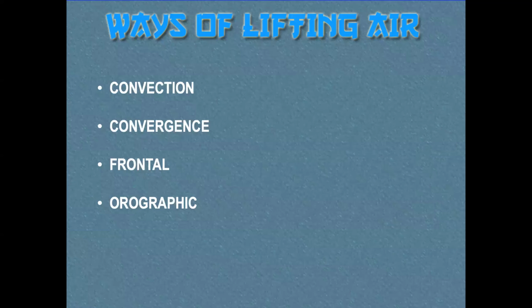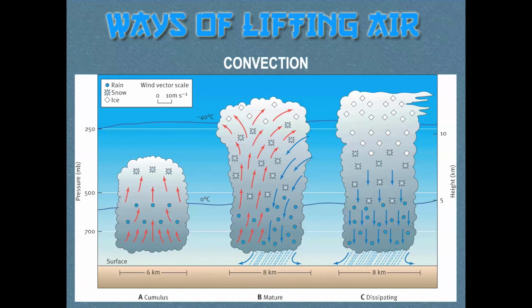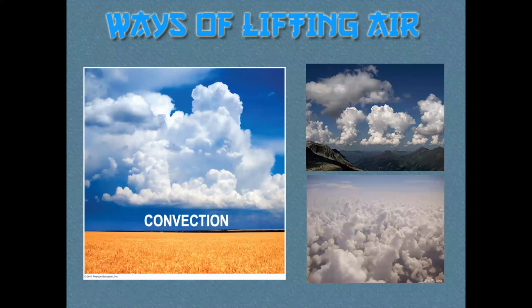These are the ways of lifting air to form clouds. So convection. Convection is, again, air, warm, liquid, fluid bubbling up. So think about that summer thunderstorm that forms suddenly. That's an example of convection. Here is a very good example of convection.